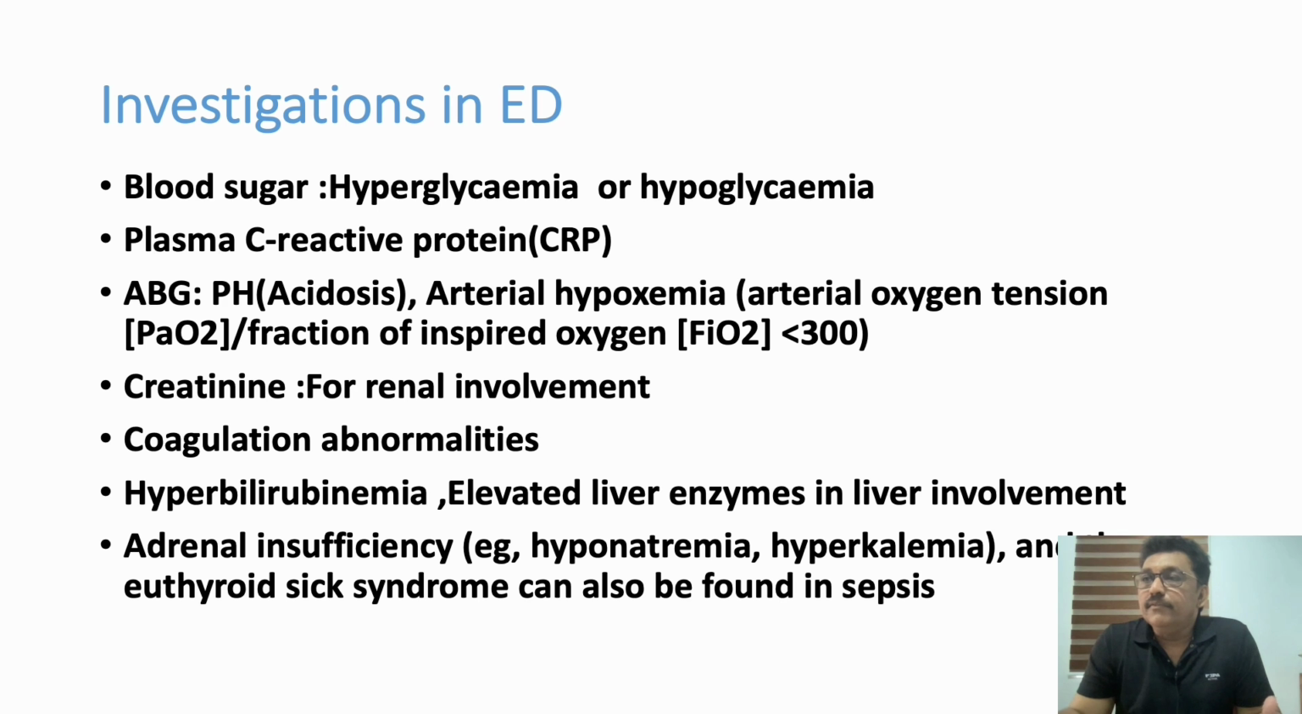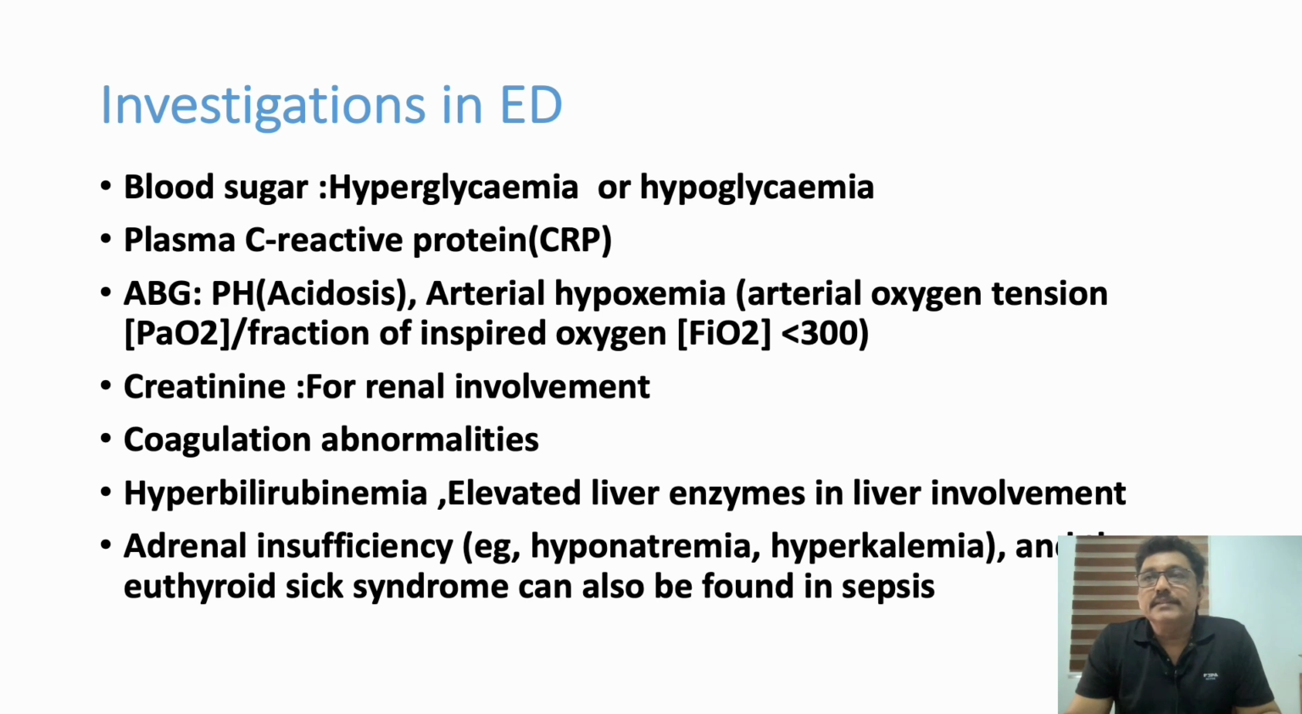But a negative inflammatory marker like albumin is very important. You can see in many patients who have severe sepsis, albumin levels are low. That is because of the vascular leak syndrome. So albumin is a negative inflammatory marker.